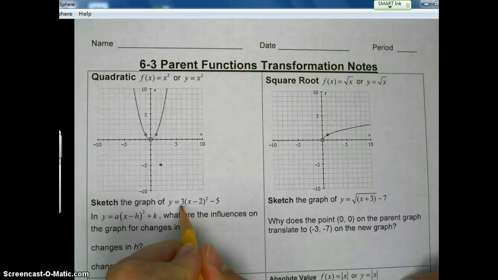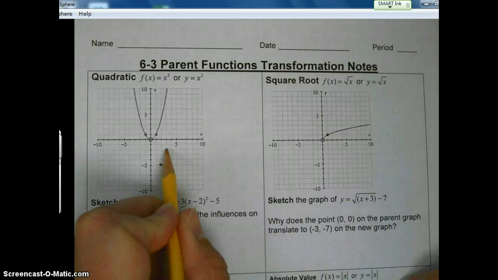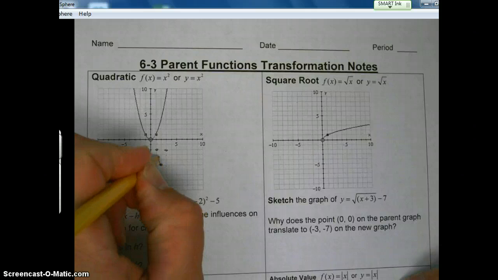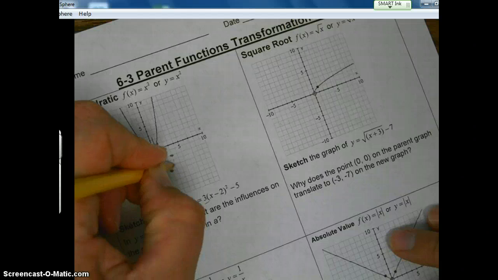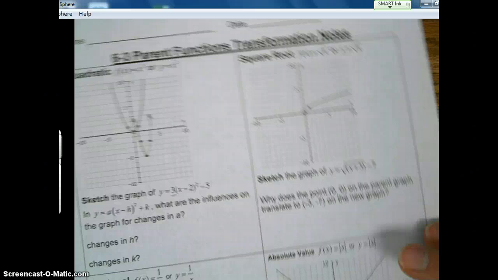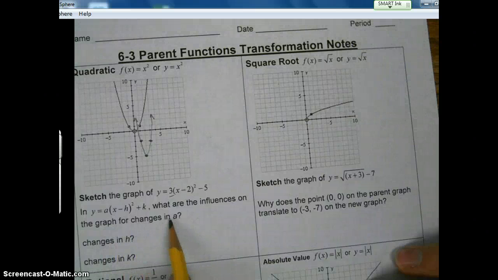Okay, the a value is 3. So from this point I can go to the right one, up 3. Left one, up 3. See the vertical stretch? And there you go.